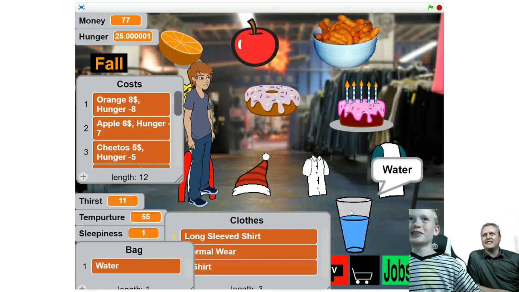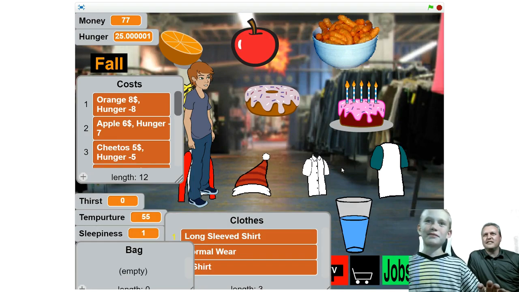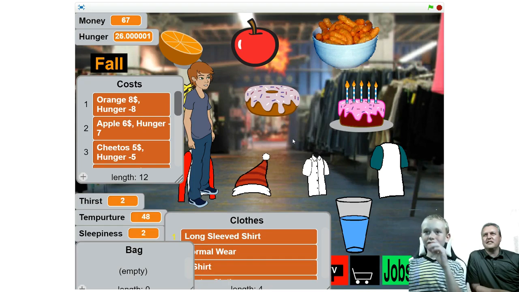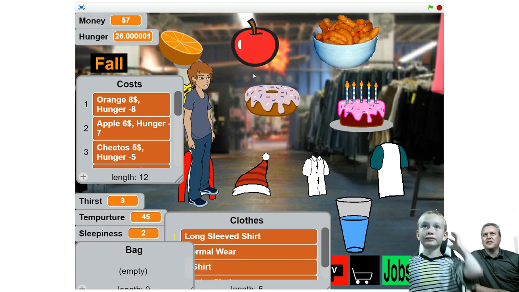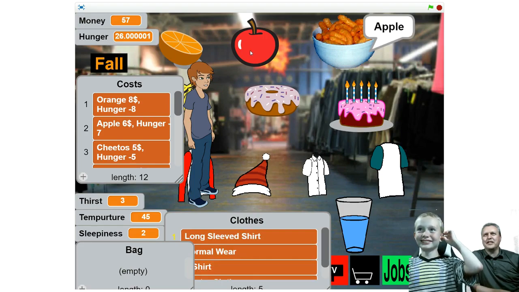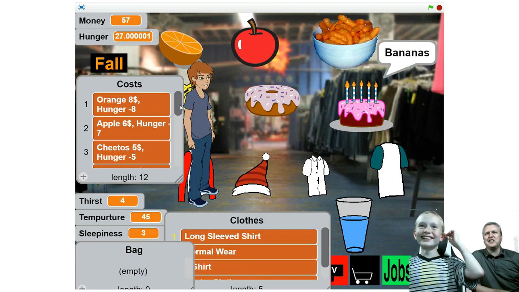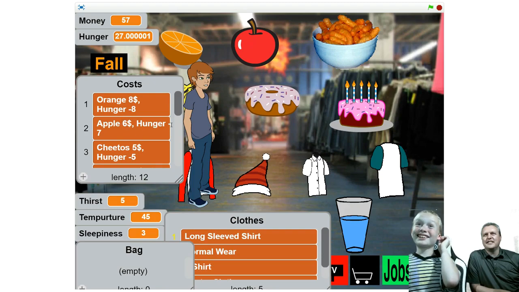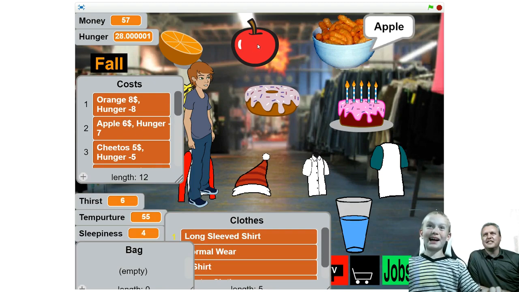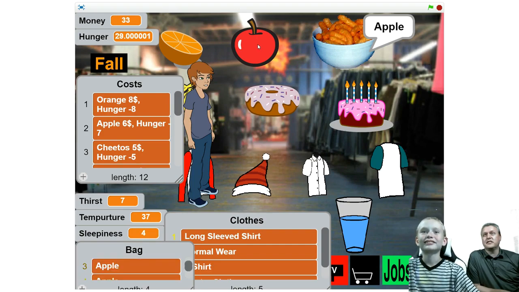I'd like water, which actually costs the least, because it is the hardest to deal with. And I guess you don't really care about the hunger that's mounting. 26, 27 hunger, whatever. What's the most cost-effective food to buy? So apple is actually the best one to buy. It reduces your hunger more than it costs. Oh, yeah. Well, that makes sense.